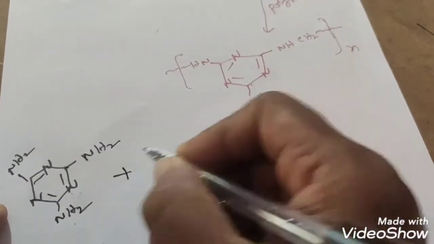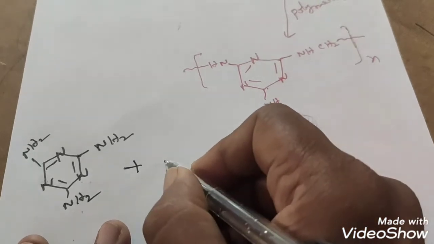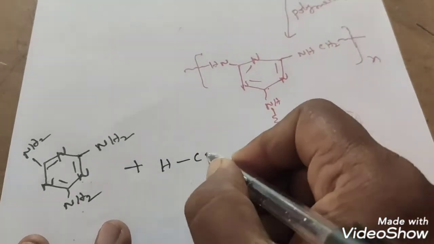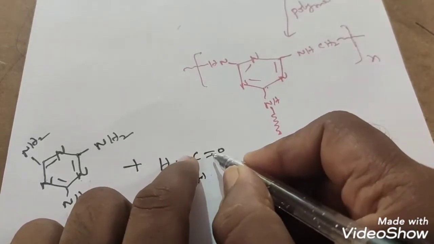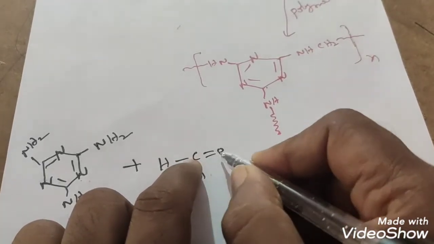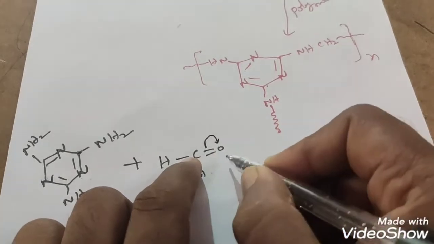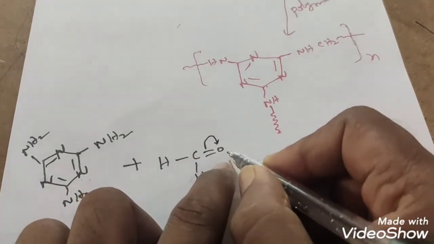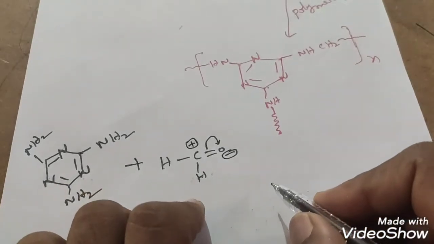Now take formaldehyde. What is the formula of formaldehyde? HCHO. It will be like this: H, C double bond O, H. Between carbon and oxygen a double bond is present. Among carbon and oxygen, oxygen is the more electronegative atom. So the pi electron cloud shifts towards the more electronegative atom. So this oxygen will get a negative charge, and carbon gets a positive charge. Right?